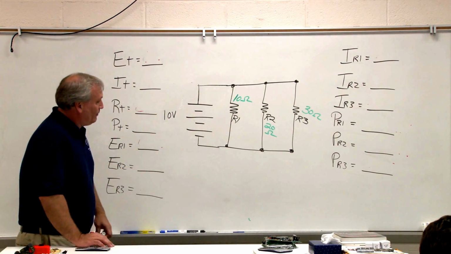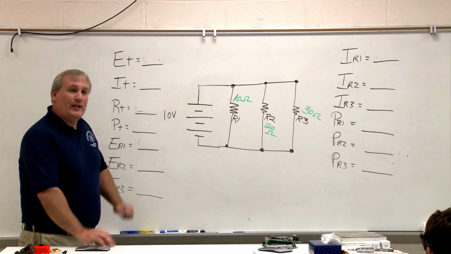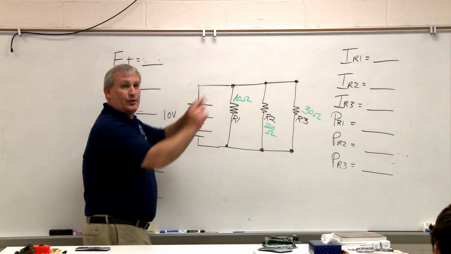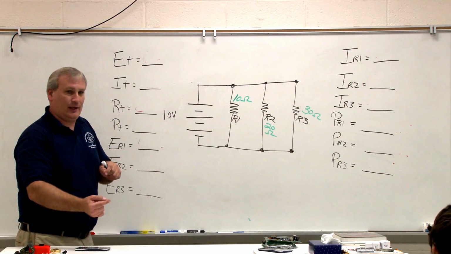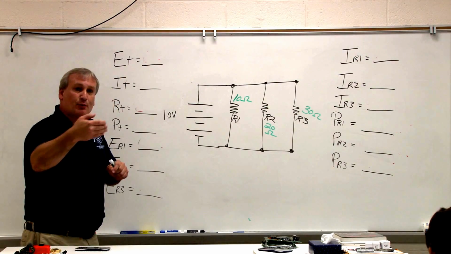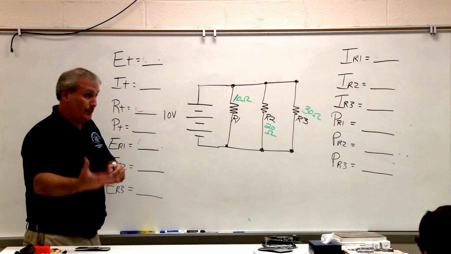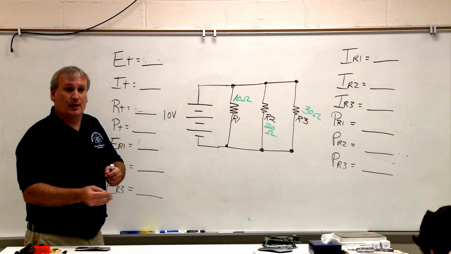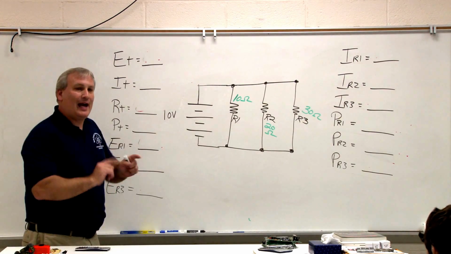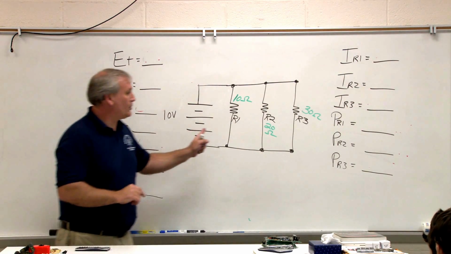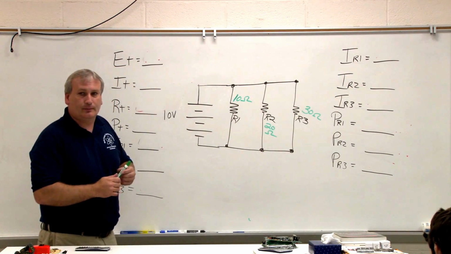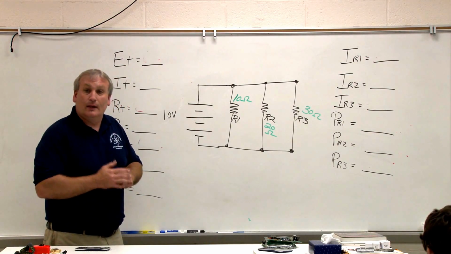Well, let's talk about that. Earlier, we took a voltmeter and we went across R1, R2, and R3 in our series circuit. All those voltage drops were different because each resistor had a different amount of ohms, a different amount of resistance. What's going to happen if I take a voltmeter and go across all 3 of these resistors here? It's always going to be the same.